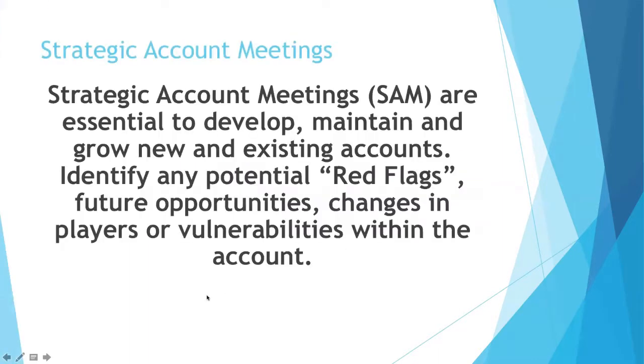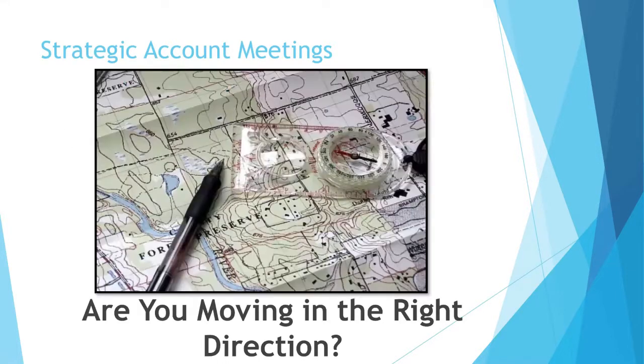So in essence, the SAM is to develop, maintain, and grow new and existing accounts, and identify any potential red flags, future opportunities, changing players or vulnerabilities within the account. So it's not really to sell anything during that period. It is to look for future revenue generation and to ensure you're meeting the customer's expectations. So basically, are you moving in the right direction? Are you going in the direction to meet the customer requirements now and in the future?